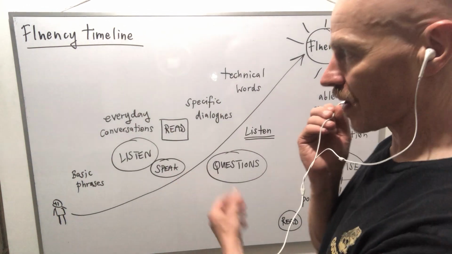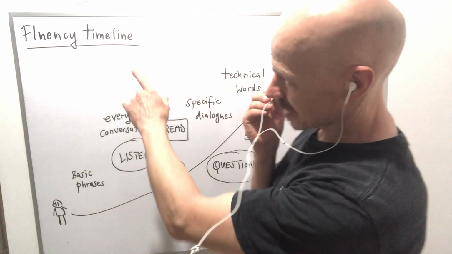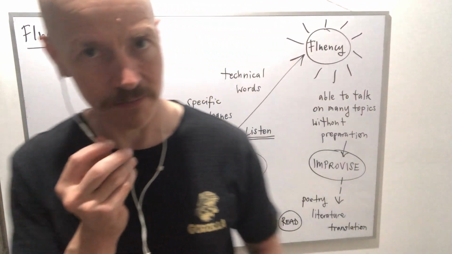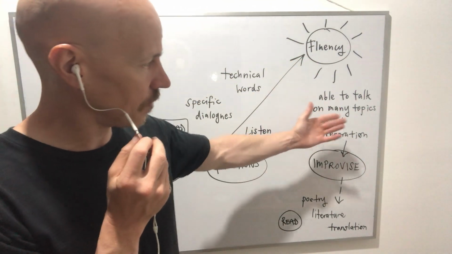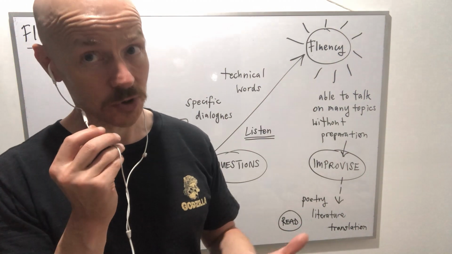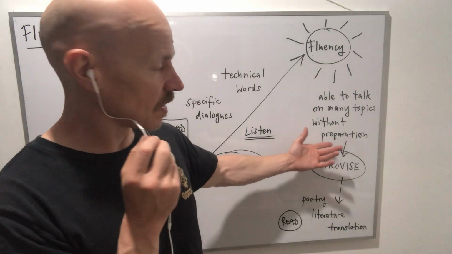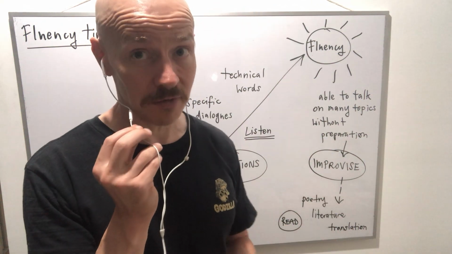So this is my understanding of, well, let's say our fluency timeline. Well, let's be clear what I mean by fluency. So fluency really, in the end, I would say, is that you're able to talk on many topics, not necessarily all topics, but many topics, without having to prepare too much. So basically you can improvise.